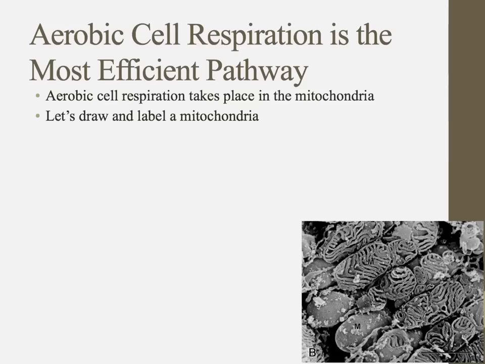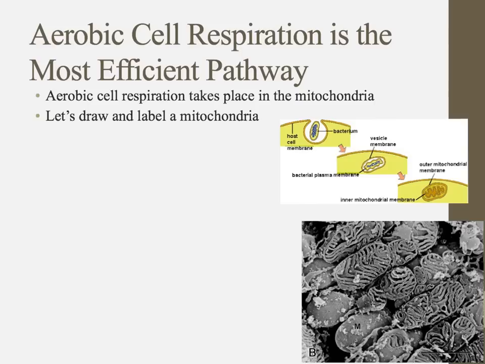Okay, so since aerobic cell respiration takes place in the mitochondria, let's take a moment to review how to draw a mitochondria, or the parts of a mitochondria. If you'll remember, mitochondria originated through the endosymbiotic theory, where we had some kind of heterotrophic bacteria being engulfed. This bacterium had its own membrane. It got engulfed via endocytosis and surrounded by a vesicle, which ended up evolving into the outer membrane.